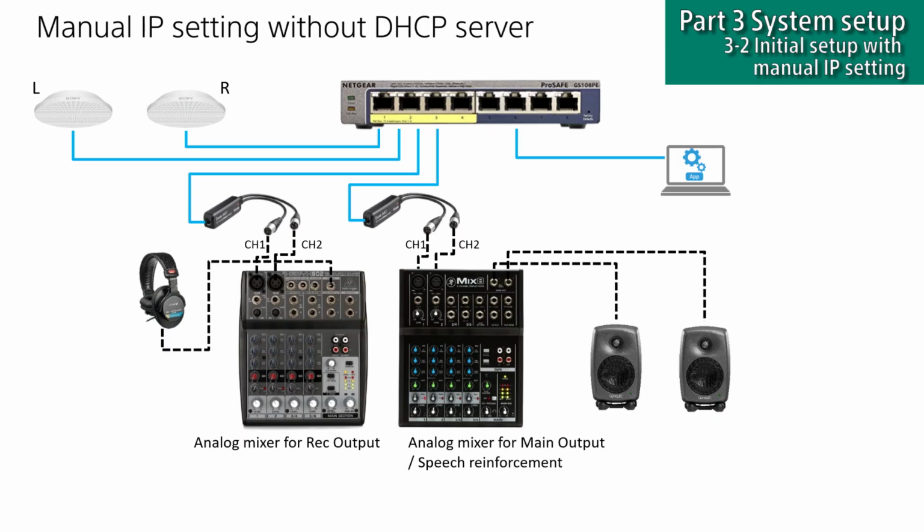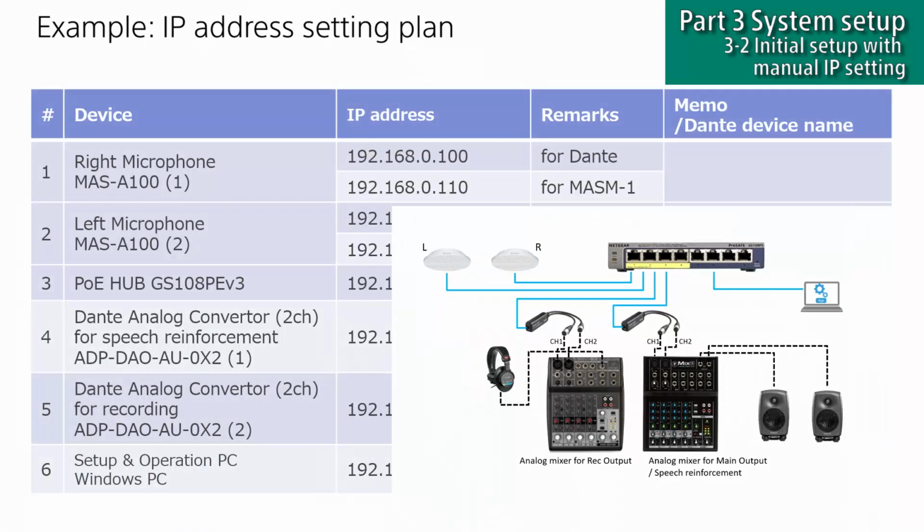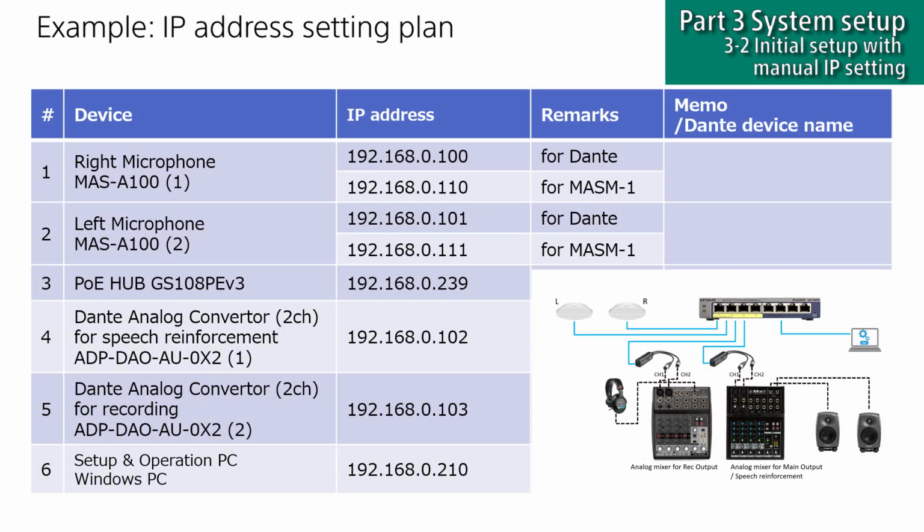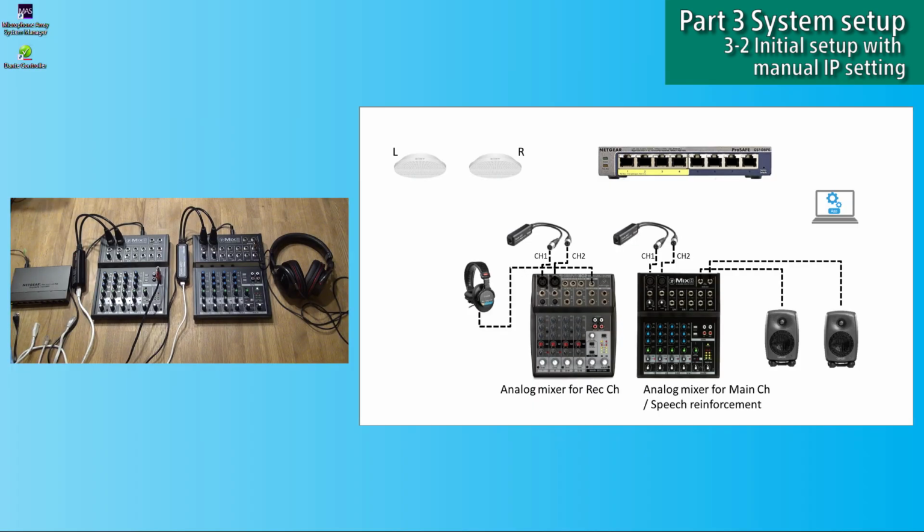This is the system diagram for the case of manual IP setting without a DHCP server. We need to assign the IP address for each Dante device connecting to the network one by one. This is an example of an IP address setting plan. I'm going to set the IP address manually following this chart. Connect the PC and then connect to the right side of the beamforming microphone.